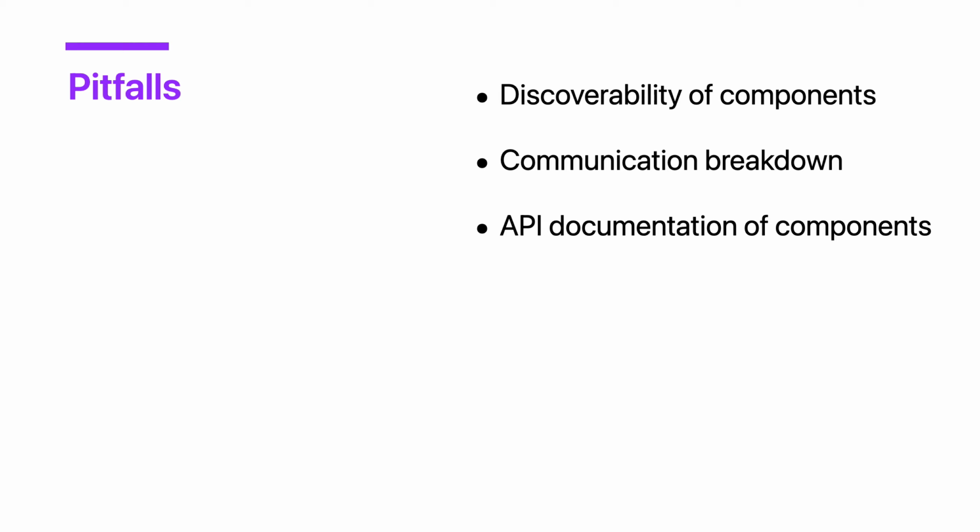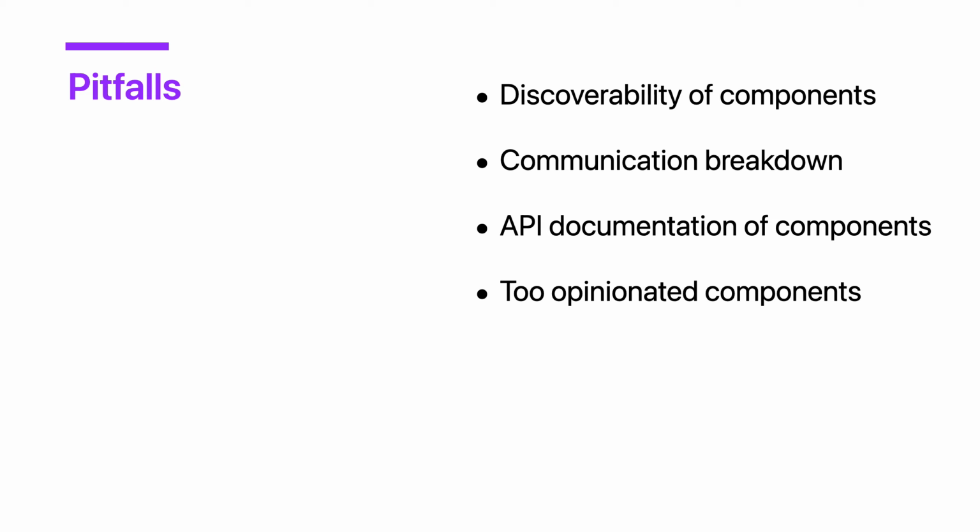I kind of touched on this with discoverability, but it's really important that these components have API documentation so that you know what these properties do. And oftentimes this also helps you to understand how they're defined and what these standard properties are.